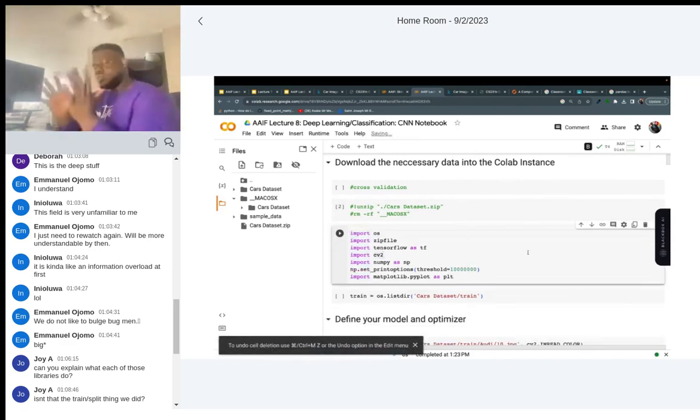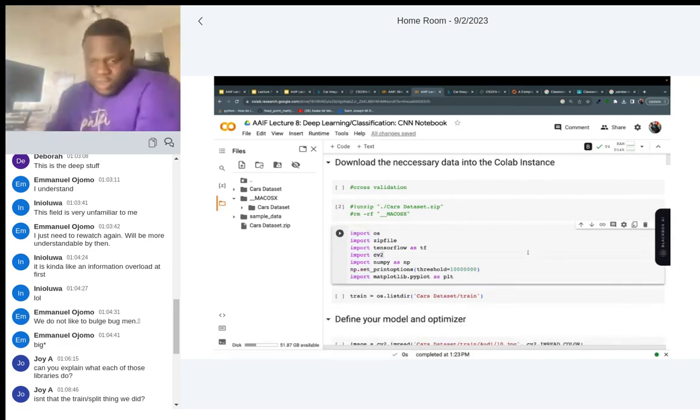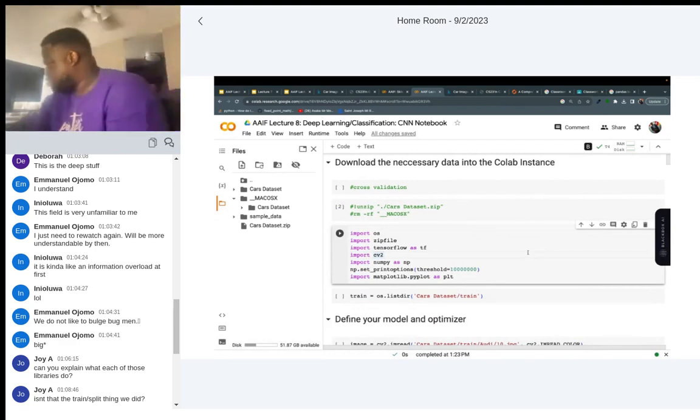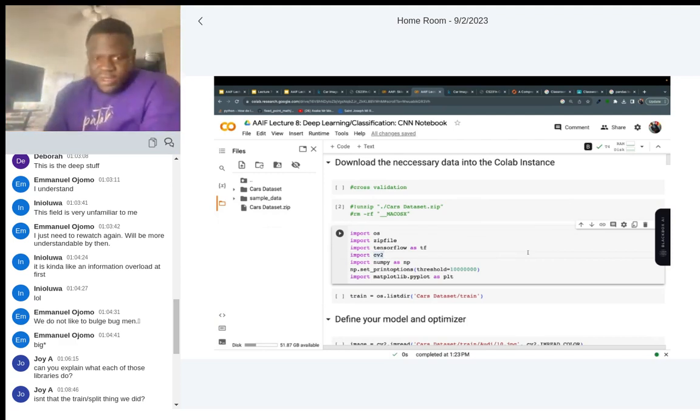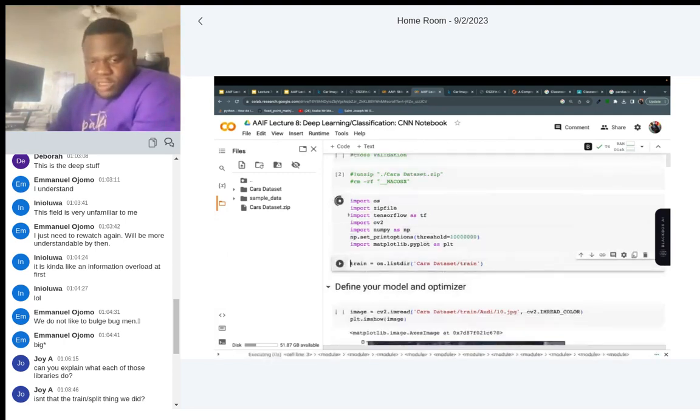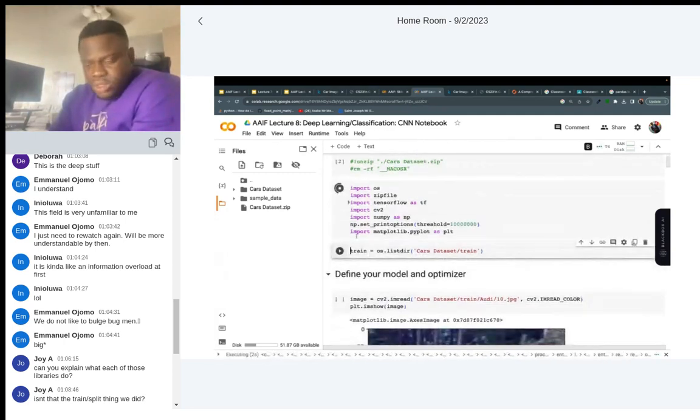So what do I do? What is the logic of what I'm doing? Now I'm going to import relevant libraries: OS, and I want to use TensorFlow, right? TensorFlow. So what I did was I went to the library. What does the train dataset have?